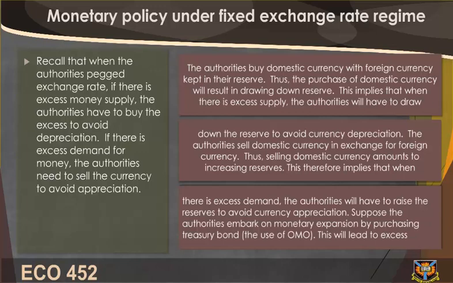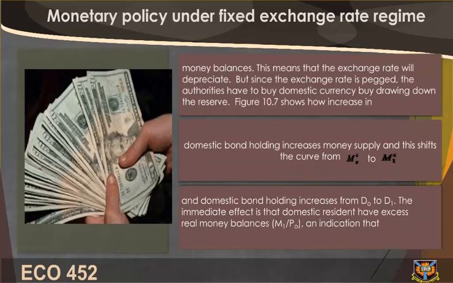Suppose the authorities embark on monetary expansion by purchasing treasury bonds, the use of OMO. This will lead to excess money balances. This means that the exchange rate will depreciate, but since the exchange rate is pegged, the authorities have to buy domestic currency by drawing down the reserve.